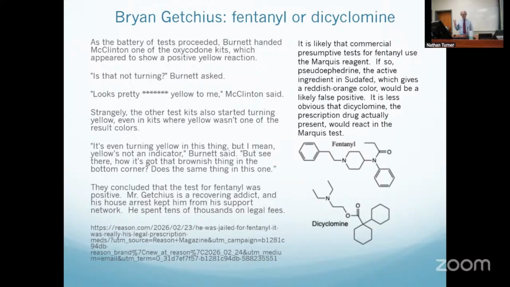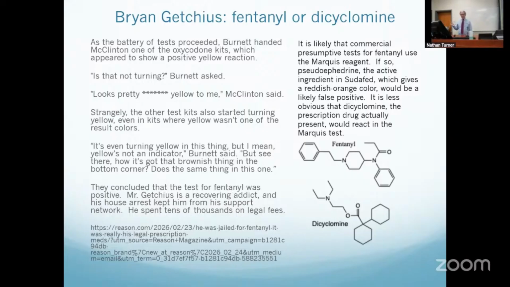But if you read what these two police were saying, they say it's even turning yellow in this thing, but yellow's not an indicator, Burnett said. But I see there, how's it got this brownish thing in the bottom corner? It's talking about the plastic bag carrying the kit. Does the same thing in this one. So they're seeing maybe some brown residue. God only knows what it was.